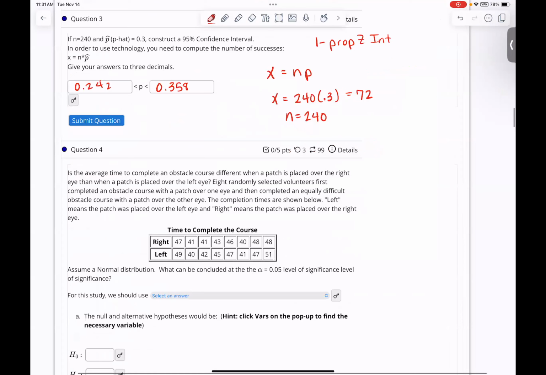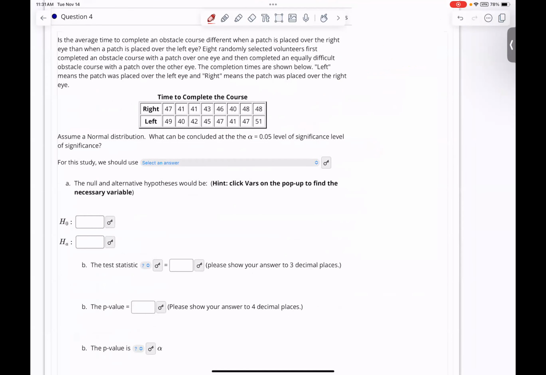All right, problem 4. Is the average time to complete an obstacle course different when a patch is placed over the right eye than when a patch is placed over the left eye? 8 randomly selected volunteers first completed an obstacle course with a patch over one eye and then completed an equally difficult obstacle course with a patch over the other eye. The completion times are shown below. Left means the patch was placed over the left eye and right means the patch was placed over the right eye.